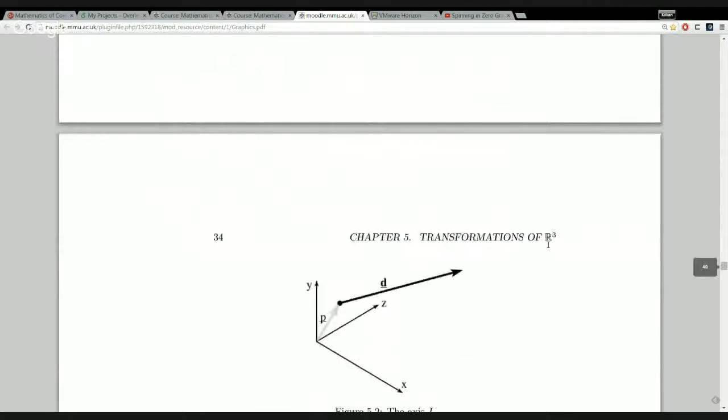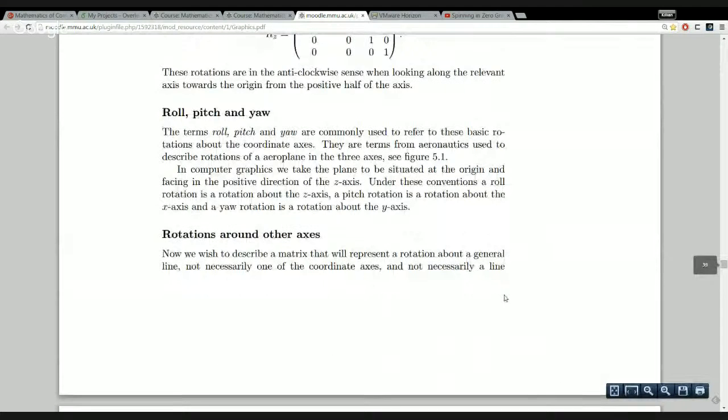Okay, how are we doing? So we've got these special rotations, rotating around the x, y, or z axis. How do we describe a general rotation?